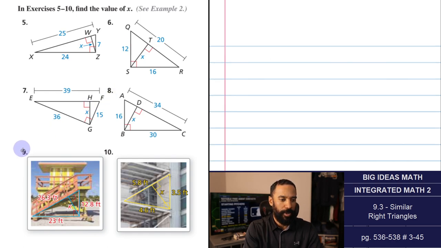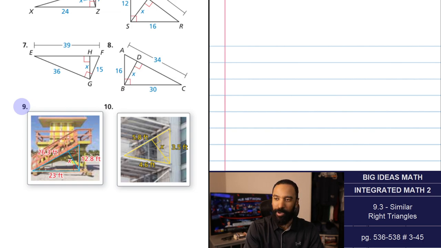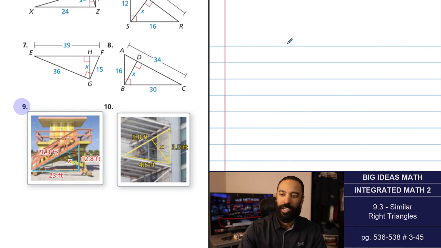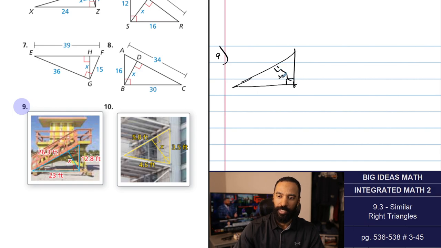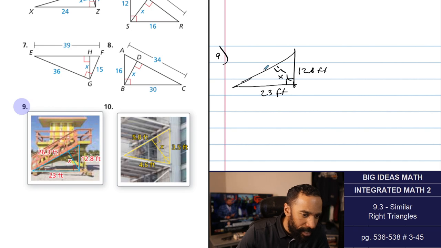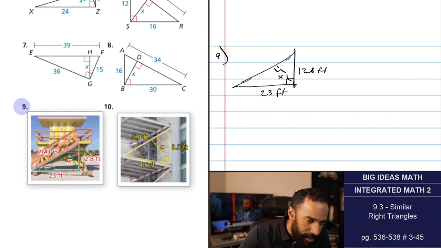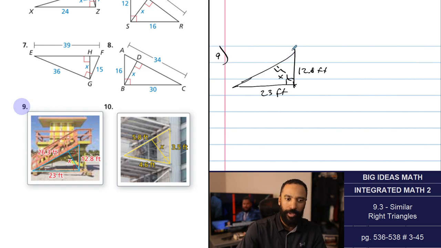Still part of the same sets, but with diagrams. They're kind of hard to see, but let's kind of redraw it. They do show a right triangle with an altitude, x, and this length is 23 feet and 12.8 feet. Wish I drew this better. And the whole thing, is the whole thing 26.3 feet? I don't think so. I think it's just this part, 26.3 feet.